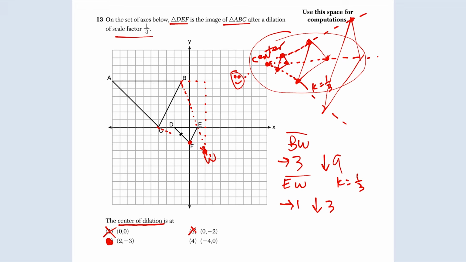So that's why, once again, (0, -2) is no good. So I get rid of (0, -2). And then (-4, 0) is no good because if I dilate this triangle and my center is on the triangle, point F would still be on top of point C. So this one is out, definitely choice 2.